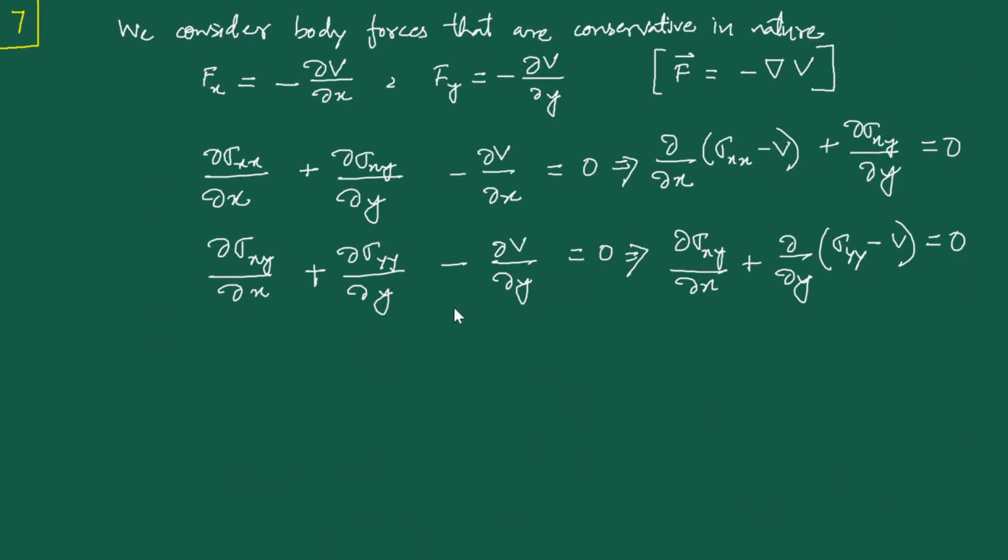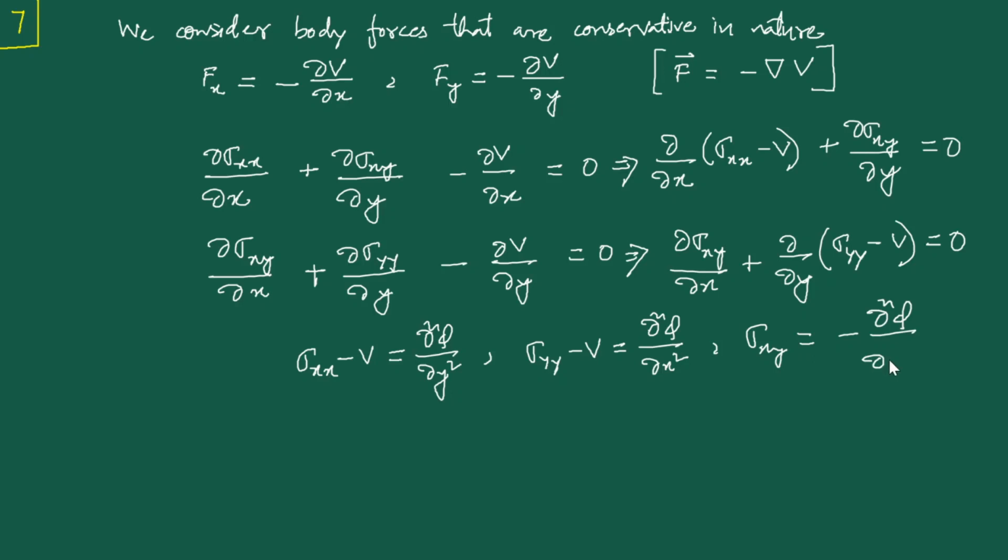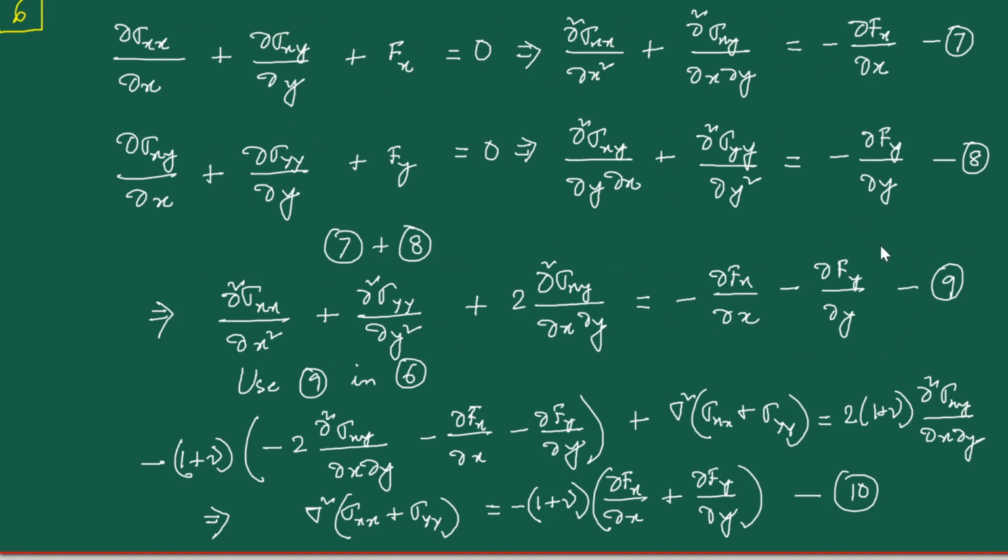All right, so from here what we are going to say is that sigma xx minus V, let that be del square phi del y square, the sigma yy minus V, let that be del square phi del x square, and the sigma xy, well, that remains unchanged as before. It's minus del square phi del x del y. So if we substitute these particular mathematical forms back here, we'll see that both these equations are identically satisfied. And let's actually name those equations, number those equations.